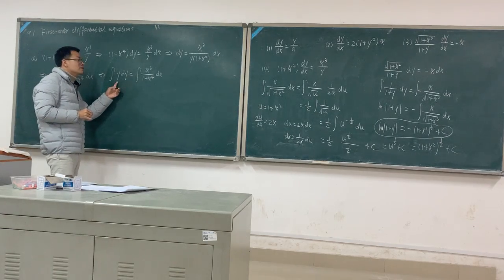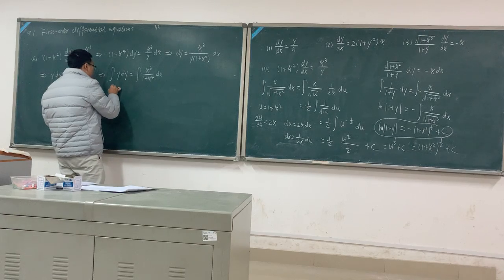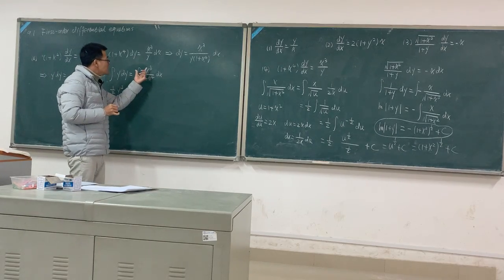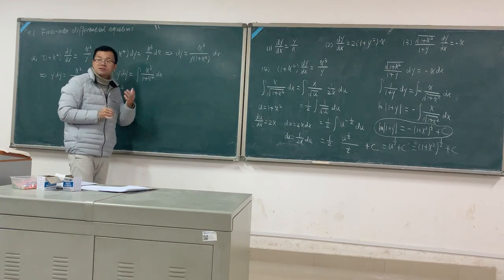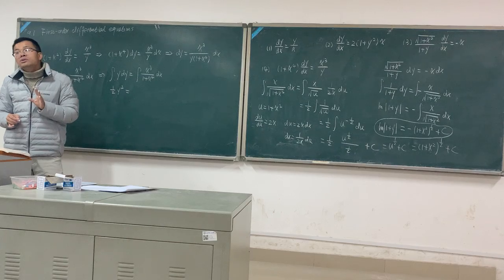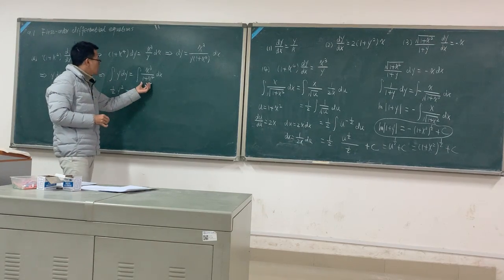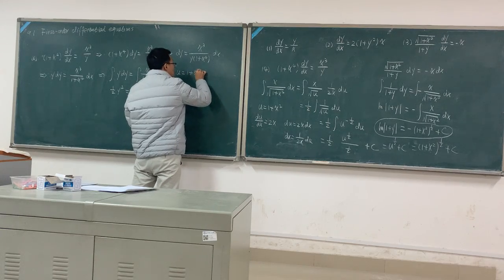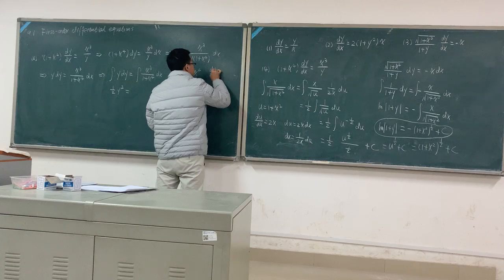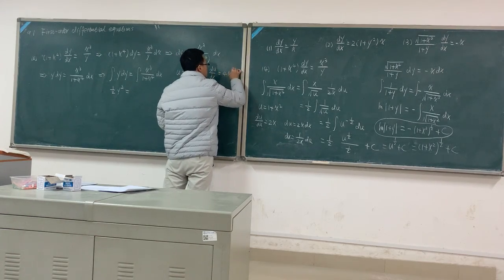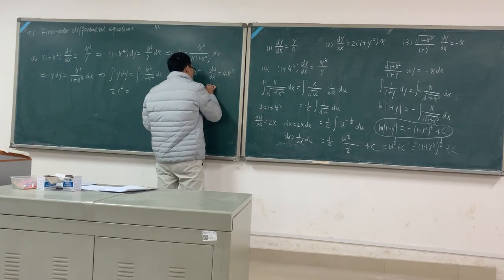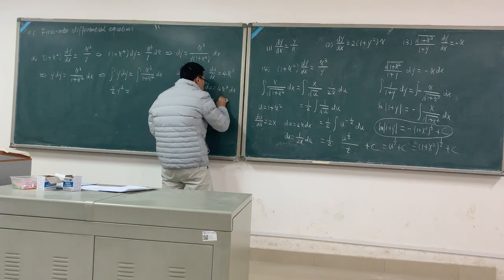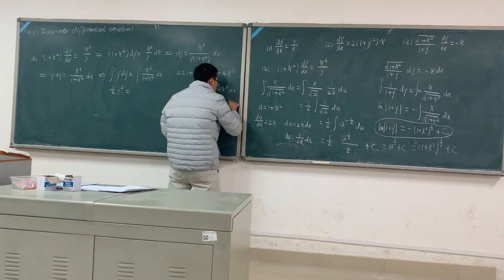So first, the antiderivative of y is half y squared, equal to the antiderivative of x cubed over 1 plus x to the 4th power dx. So this antiderivative, we use the u substitution. Let u equal 1 plus x to the fourth power. So du dx is 4x cubed. So here we have du equals 4x cubed dx, or dx equals 1 over 4x cubed du.